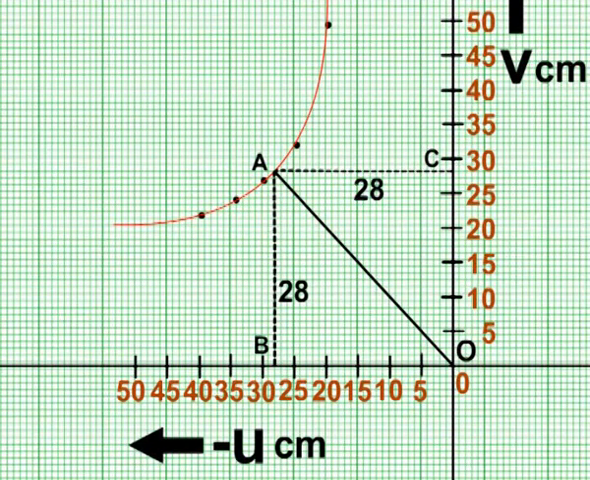Here the values of U and V are the same for point A. Hence, the coordinates of point A must be 2F, 2F, because for a convex lens, when U is equal to 2F, V is also equal to 2F. Hence, F should be equal to either OB by 2 or OC by 2. So, the mean value of F is equal to 14.0 centimeter.